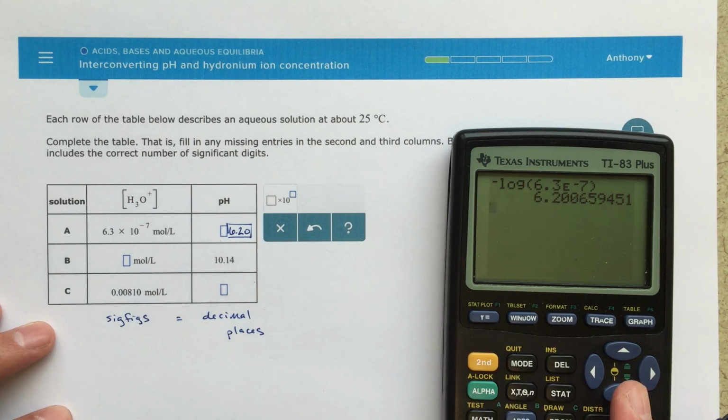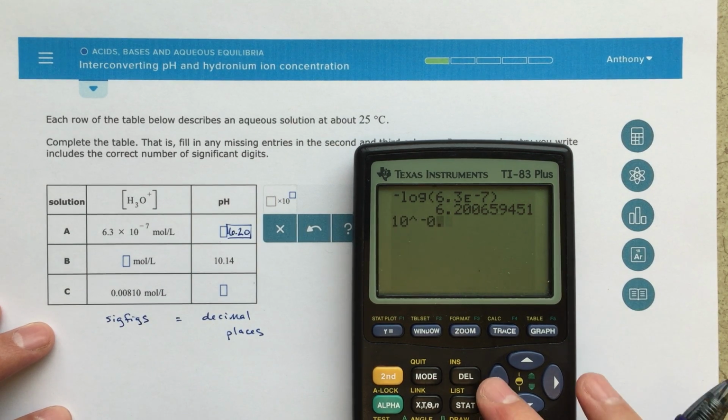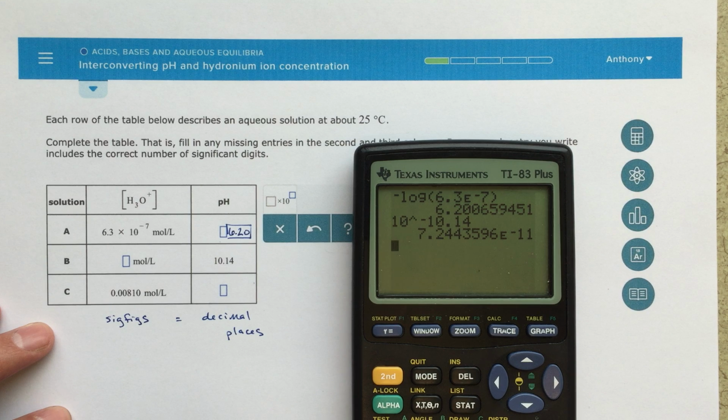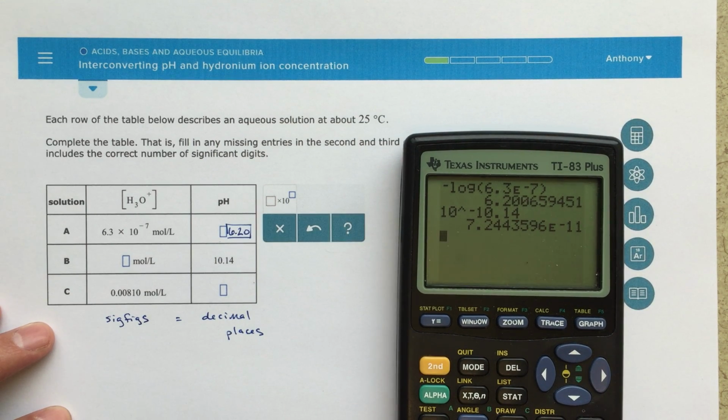So for this next one, if I want to convert from pH to concentration, I'm going to go 10 to the minus 10.14. So to sort of reverse this negative log thing, and I get a value of 7.244 times 10 to the minus 11th. So again, what I'm going to want to do here is figure out essentially how many decimal places I have here. That's the number of sig figs I'm going to want in my answer.